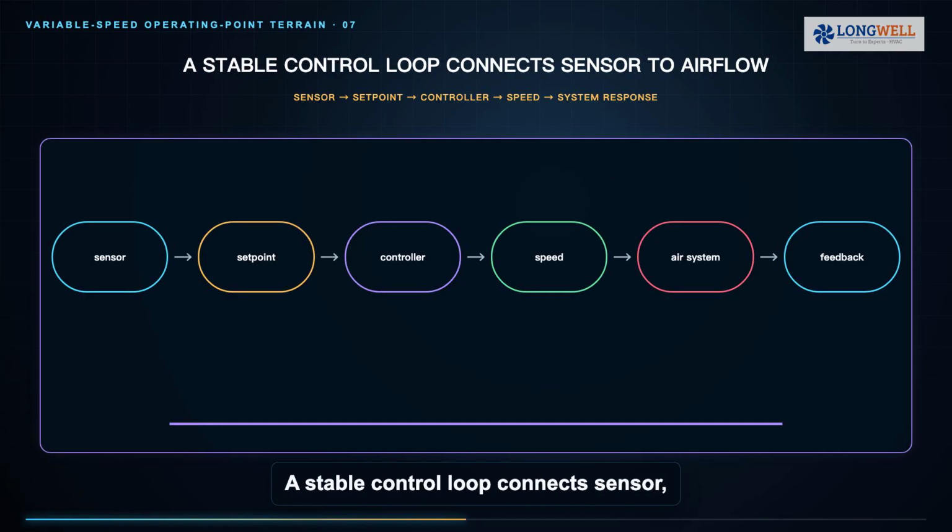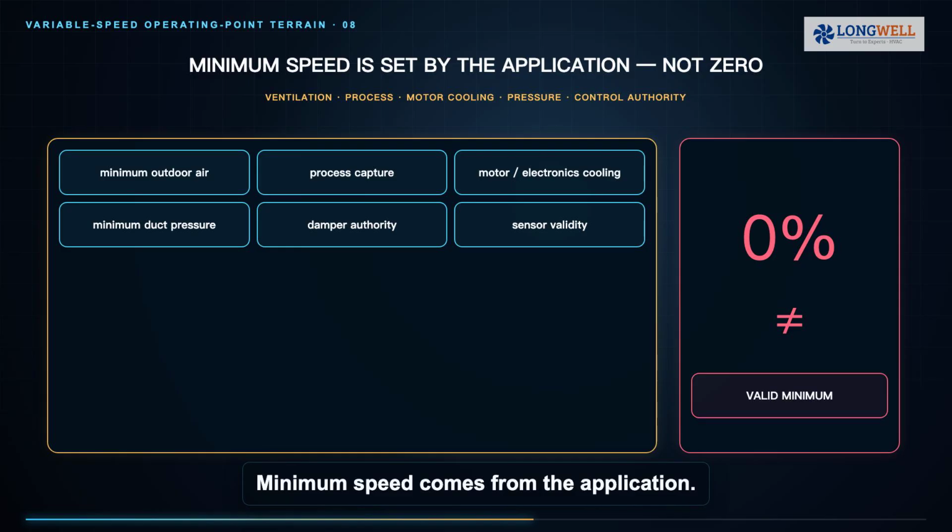A stable control loop connects sensor, setpoint, controller, speed command, air system, and feedback. Sensor location must represent the controlled variable. Setpoint, deadband, gain, and ramp limits need enough authority to respond, but not so much that the fan chases noise or another controller. Minimum speed comes from the application.